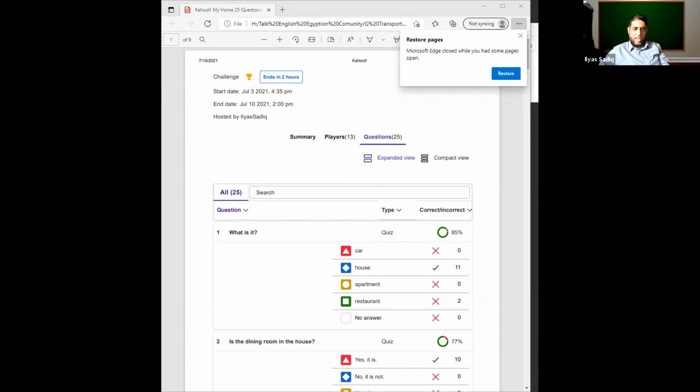Again, question number 5. Where is the bed? It is in the bedroom, of course. And they are in the bedroom. Why is it wrong? Because it's a single bed again. So what is it? So dining room, living room, very easy. So no answer means 2 people have no answer because they couldn't complete it.